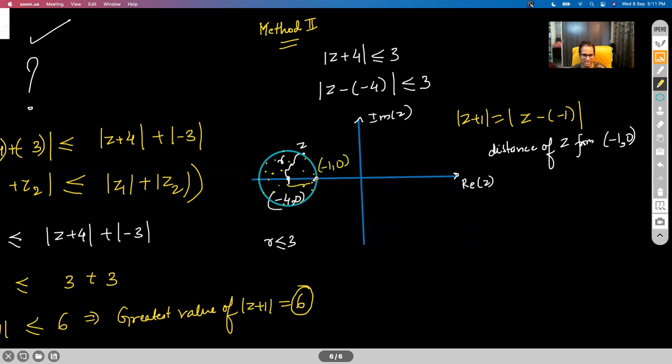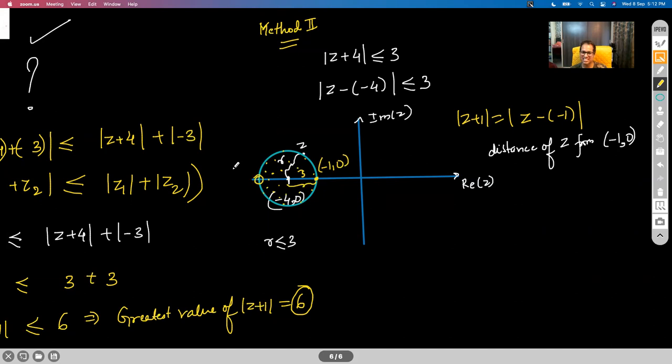Why? Because this radius is already 3, correct? So this is minus 1, 0. Now, which complex number point in this zone, which I've shown by dotted line, out of all these dots which I have made inside or on the circle, is at the greatest distance from minus 1, 0? Which one is the diametrically opposite one? This guy. Yes or no?